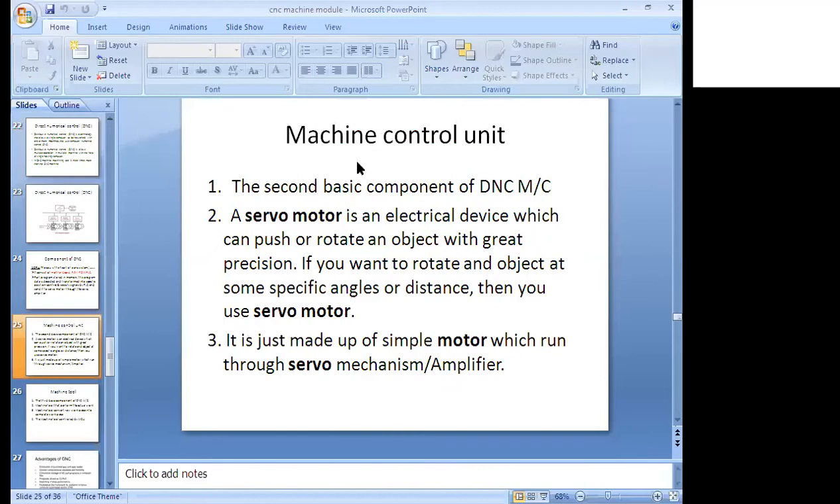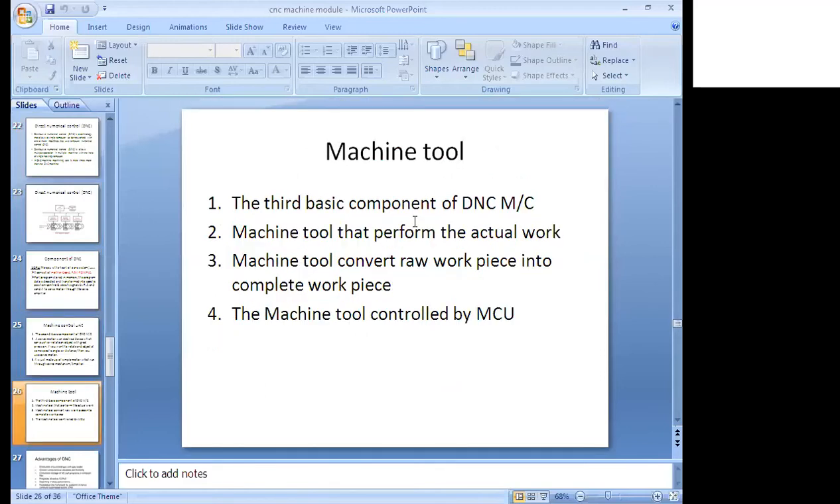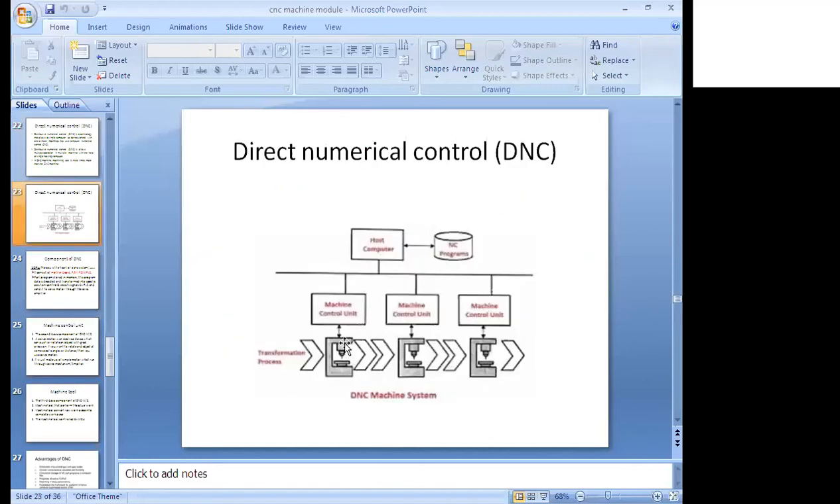This one is a machine tool. I am not mentioning this in the diagram, so don't be confused. Whatever this machine is, that is called a machine tool. You can mention it as machines, or NC machine. In the NC machine, the tool actually works. That is the main role of the tool, and how it converts raw material into a finished product, with the help of which components, we are going to study step by step.